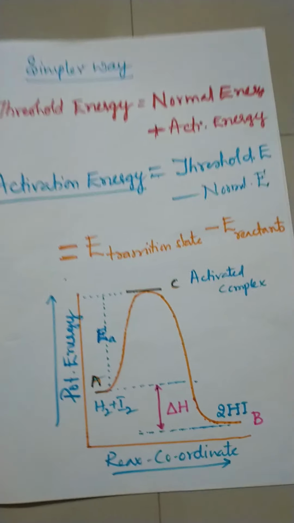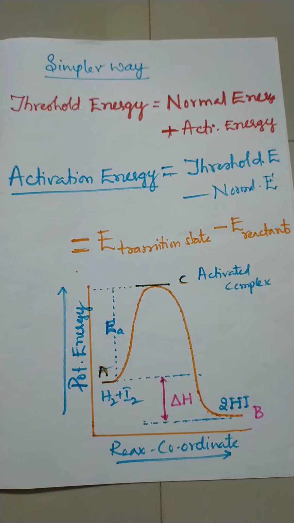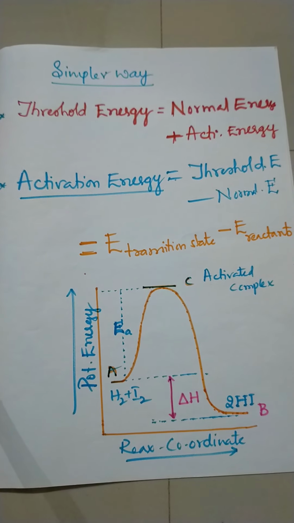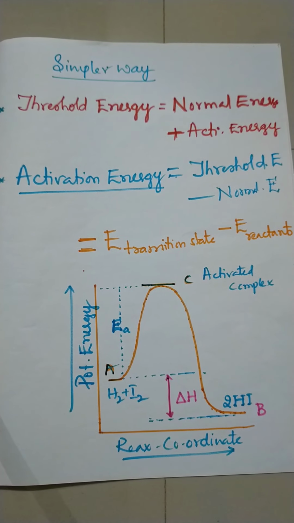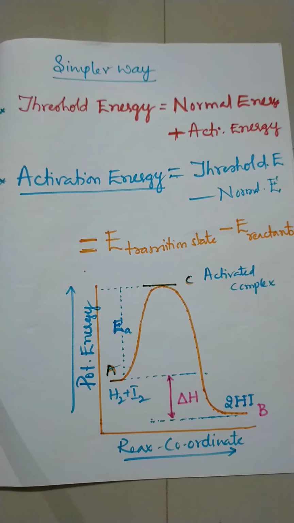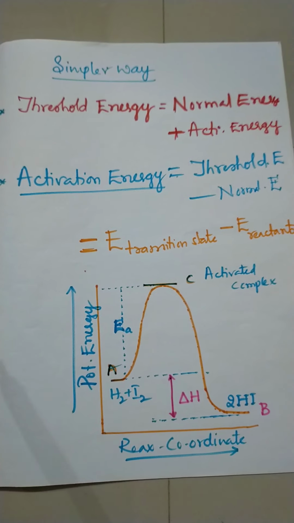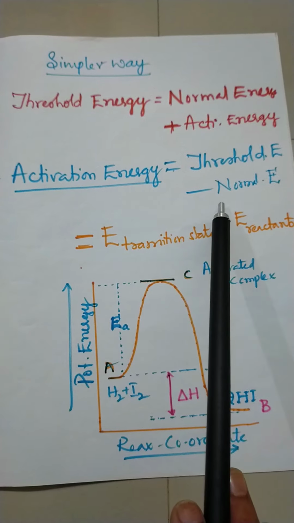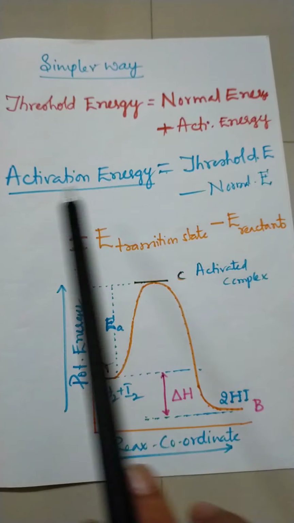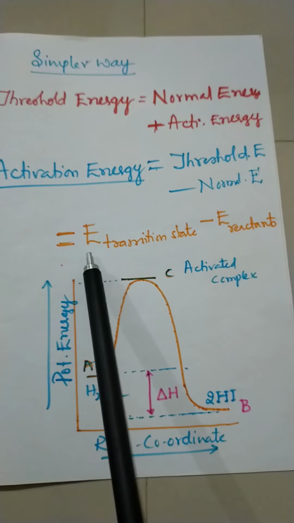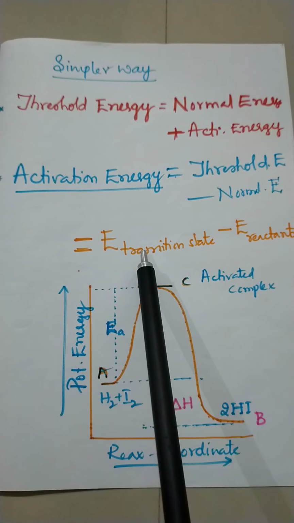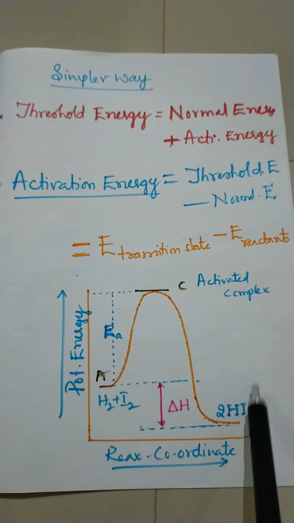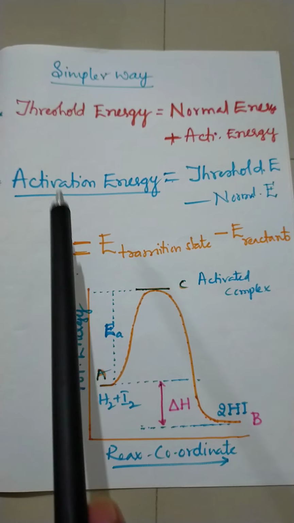You could write this definition also. The sum of normal energy and activation energy of the reactants is called threshold energy. The maximum energy which is required to form the products is that threshold energy. And here is the activation energy. Threshold energy minus normal energy is called activation energy. That's also termed as energy of transition state minus energy of reactants. So the energy of the transition state minus the energy of the reactants gives you the activation energy.